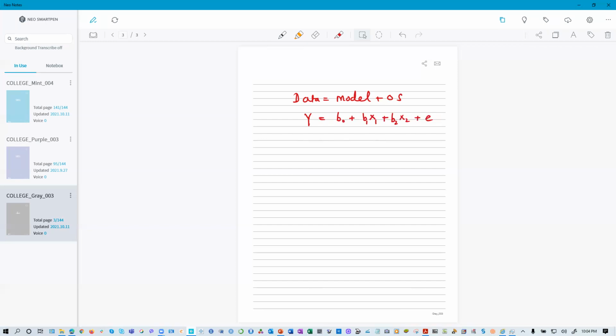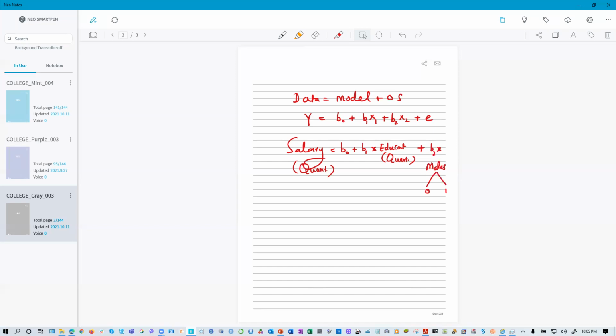Y represents salary. B naught is B naught. B1 is the coefficient of the first variable. It's the education. But remember, this is quantitative. I'm going to take that one as quantitative. If they are quantitative, you don't need dummy variables to represent them. B2, X2 means here the gender. Gender means they use the word males. Male has 2 options, either 0 or 1.